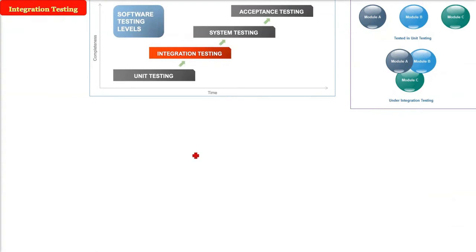Integration testing. First of all, we have done the unit testing for a unit, a component, or a module. Now we need to combine them and see whether they work in coordination, in collaboration, together. So this is module 1, module 2, module 3. We have already done the unit testing, but now we are combining them. When we are combining them, we need to test whether they are working fine in combination.